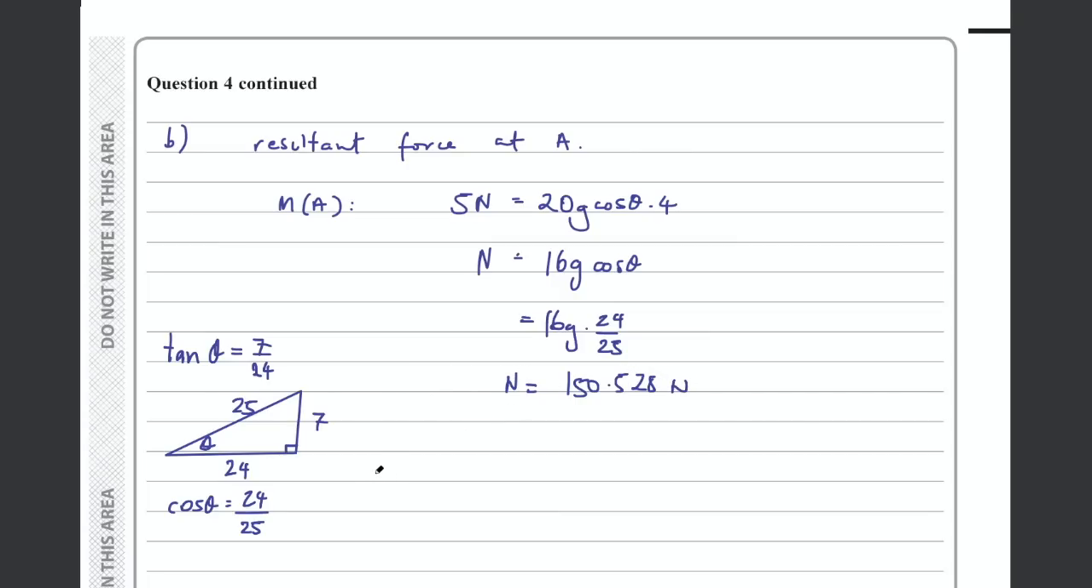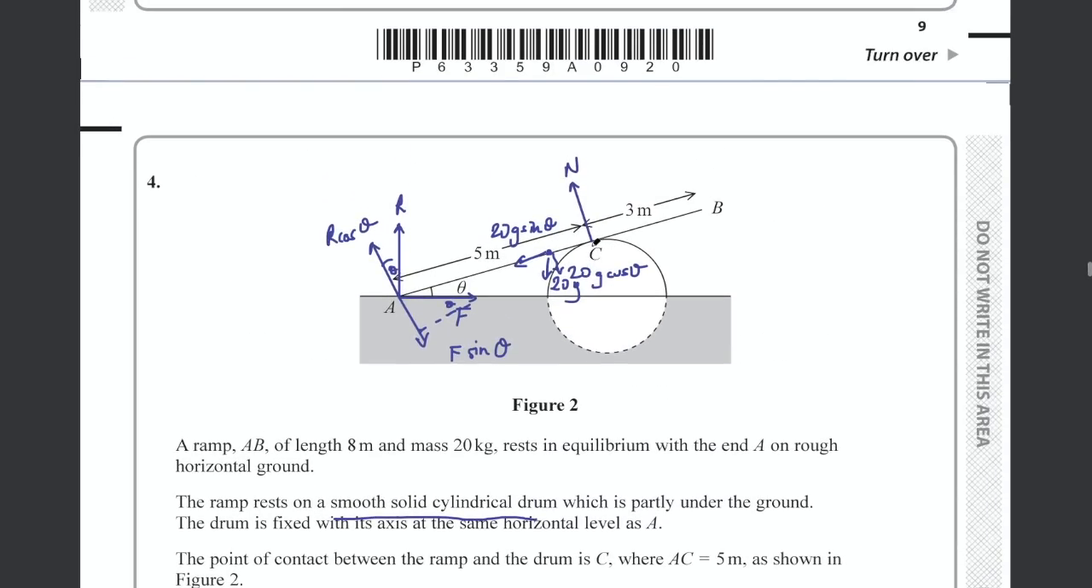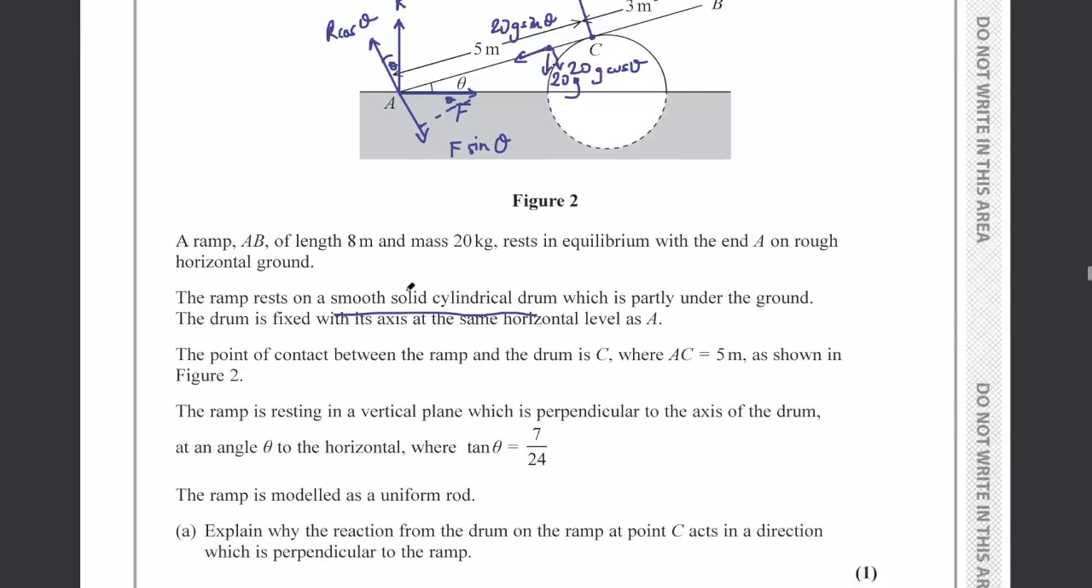Now I want to take moments around another point. I could do B or C. I might do C because then I don't have to consider N as well. So if I take moments around C, I have the perpendicular component of the reaction force at A, the perpendicular component of the frictional force, and also 20g cosine theta. So this force here needs to equal these two forces, again, because it's in equilibrium.